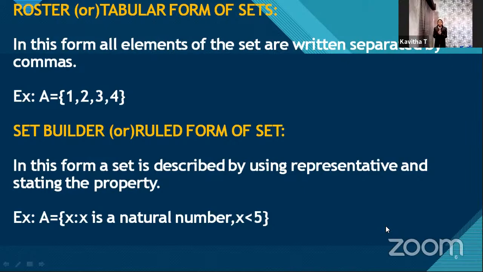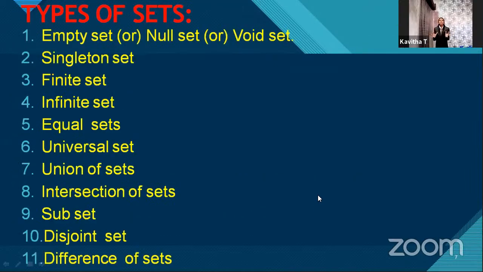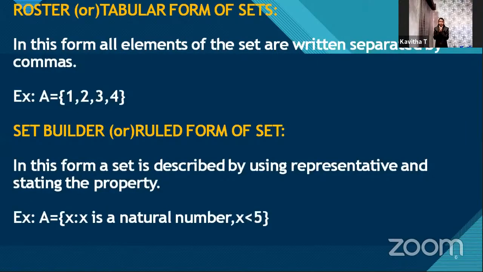In this rule form, we can write a set in a single statement. Here we have an example: set A is equal to {x such that x is a natural number less than 5}. A is the set name, x is an element, and x is a natural number. That is the condition. Okay, what is a set? A set is a well-defined collection of distinct objects or elements of the same type.